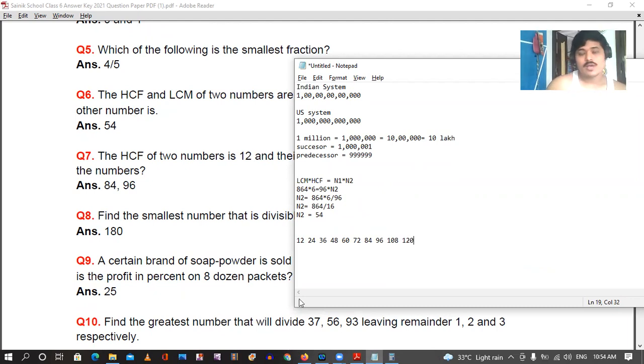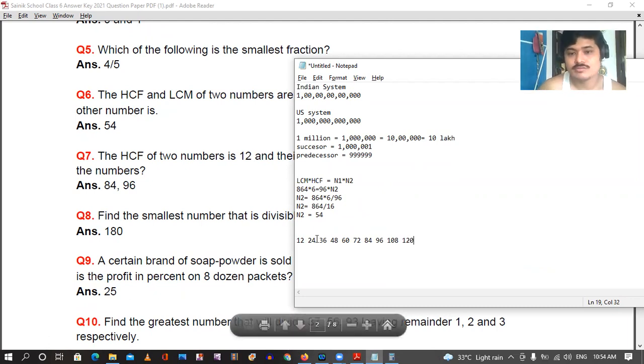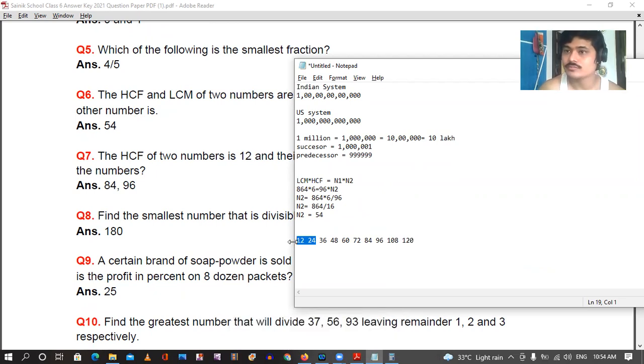Now take any two consecutive numbers: 12, 24. The HCF is 12 and the difference is 12. 24, 36. The HCF is 12 and the difference is 12. Take this one: HCF is 12, difference is 12.